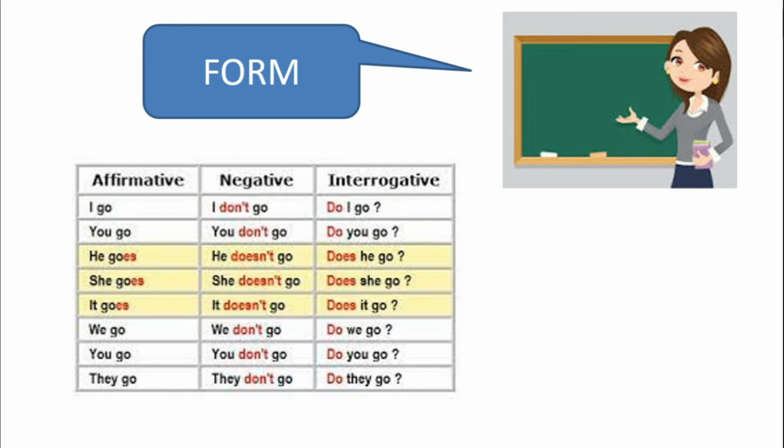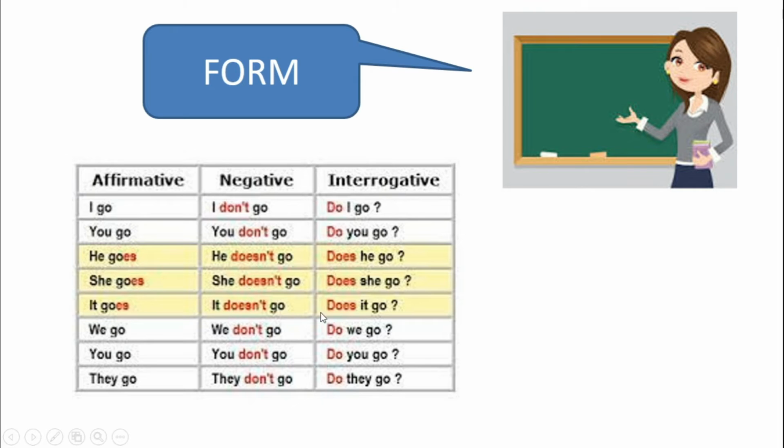Interrogative form. Do I go? Do you go? Does he go? Does she go? Does it go? Do we go? Do you go? And do they go?